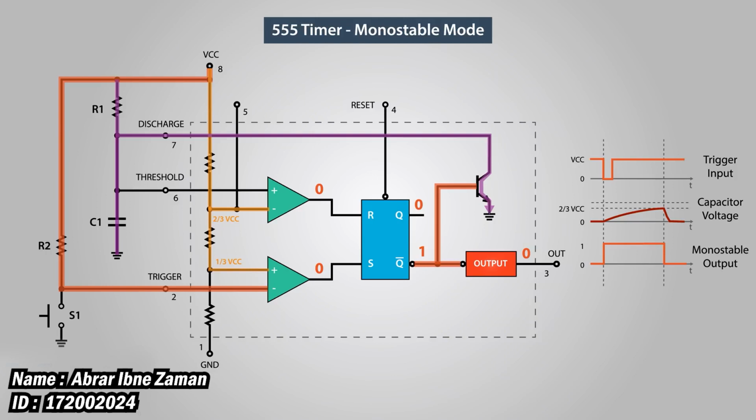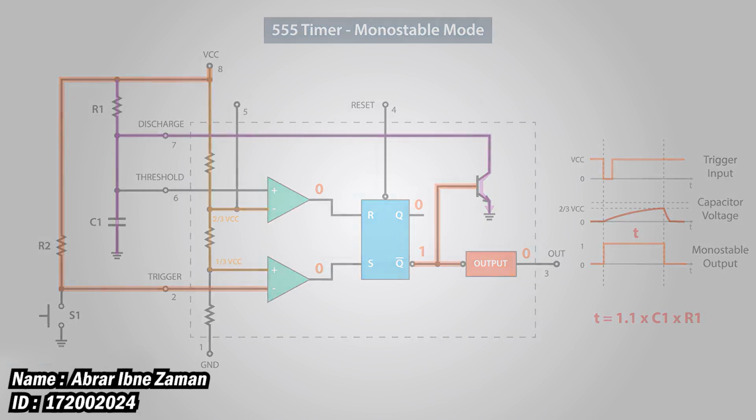The Q bar output will be high, which will activate the discharge transistor as well as make the IC output low again. So we can notice the amount of time the output of the 555 timer is high depends on how much time the capacitor needs to charge to 2/3 of the supplied voltage, and that depends on the values of both the capacitor C1 and resistor R1. We can actually calculate this time with the following formula.